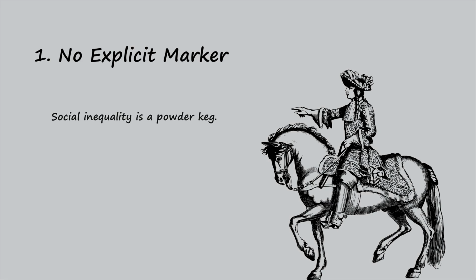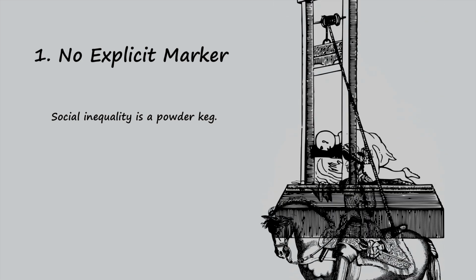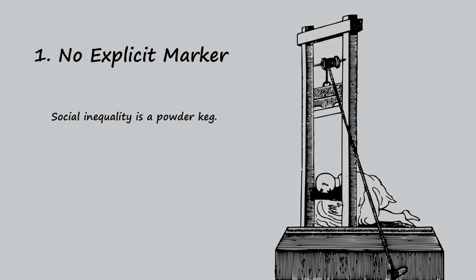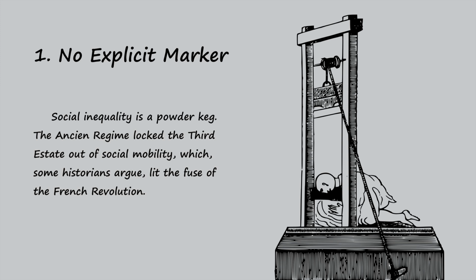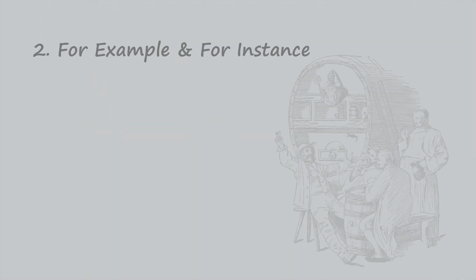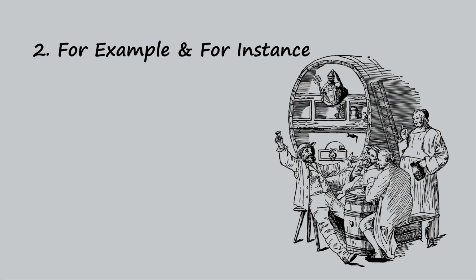Social inequality is a powder keg. The Ancien Regime locked the Third Estate out of social mobility, which, some historians argue, lit the fuse of the French Revolution. Another strategy is to explicitly introduce your illustrations using the conjunctive adverbials, for example, or for instance.